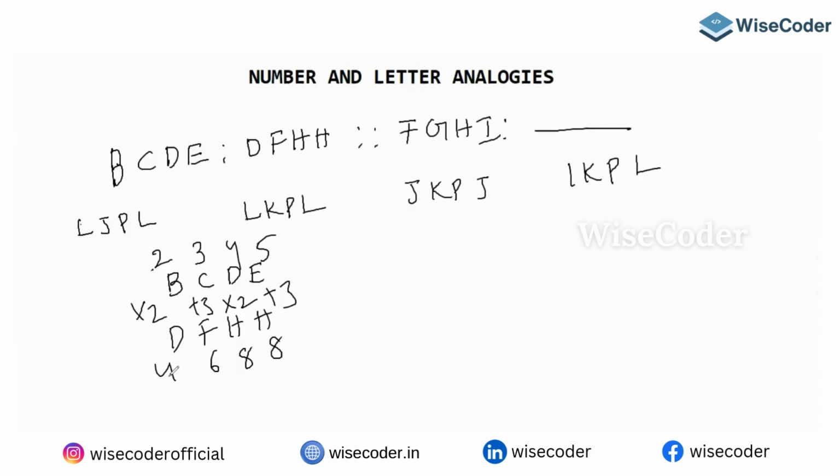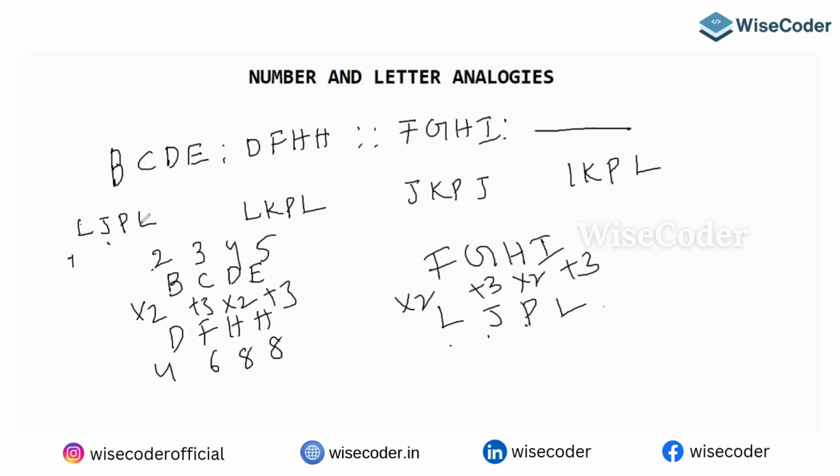So the logic here is times 2 plus 2, times 2 plus 3, times 2 plus 3. So F is 6, times 2 is 12. The 12th letter is L. G plus 3 gives the 10th letter, which is J. H times 2 is 16, the 16th letter is P. I plus 3: 9 plus 3 is 12, so L. L J P L. So which option, guys? The answer is the first option. That is going to be your answer.